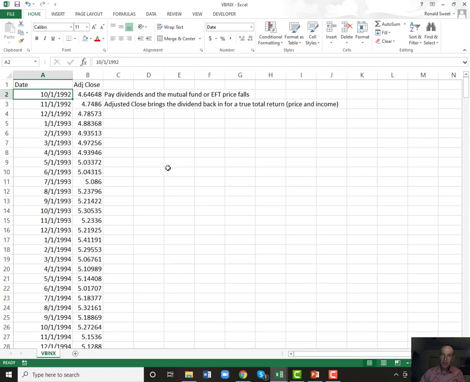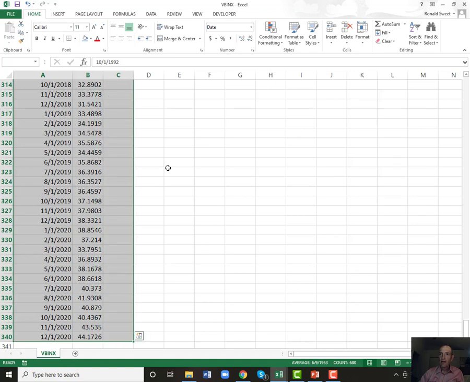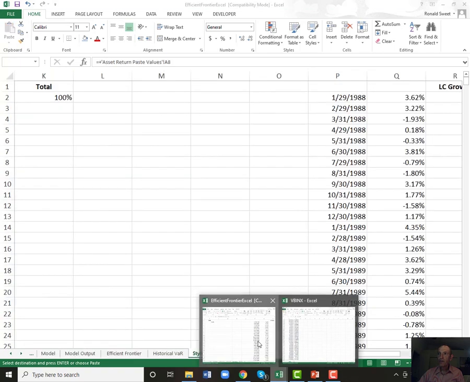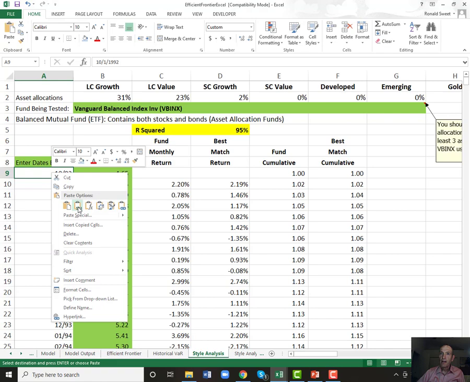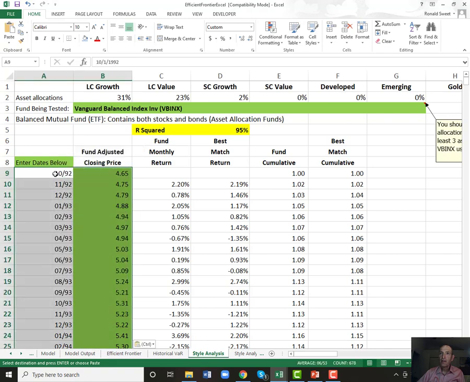And then hit your shift button, your control button, the down arrow, and the right arrow, keeping the shift button down, so you have all of that highlighted. So you only want those two columns highlighted. Then do Control C to copy. Go back over to our model. Come back over here in A9. Right click and paste as values. So right click and hit that 1, 2, 3 so it pastes as values.